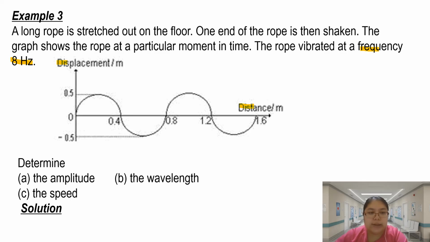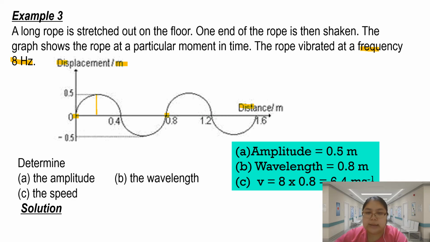Depending on the question, first one, we find the amplitude. Amplitude means the maximum level. Where is the maximum level? 0.5 meter. What is the wavelength? From a starting point to another starting point, it should be 0.8 meter. What is the speed? Speed is v equals f lambda, so we just apply it. So amplitude is 0.5, the wavelength is 0.8, then the wave speed is 6.4 m s^-1.